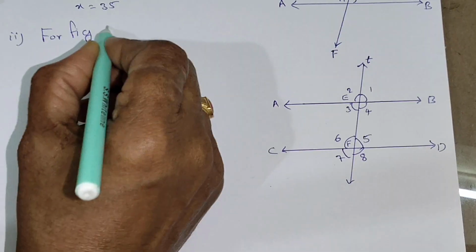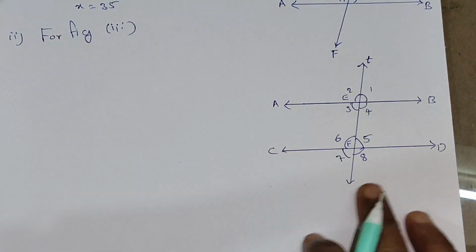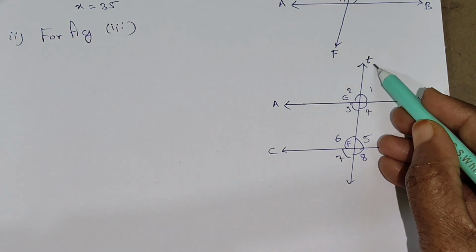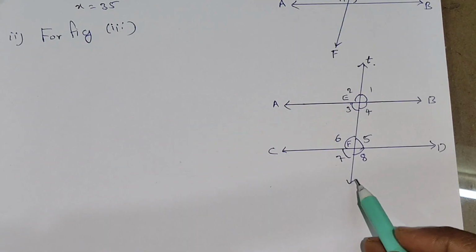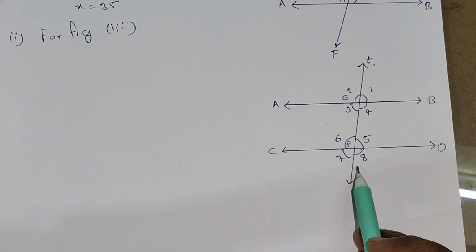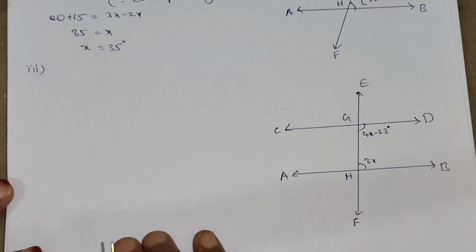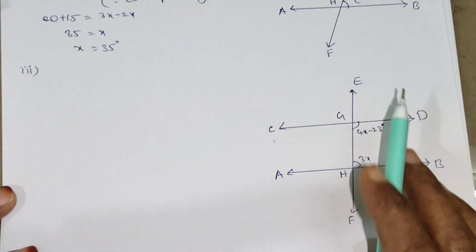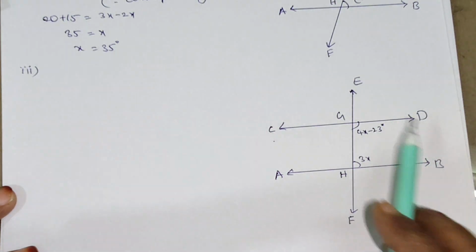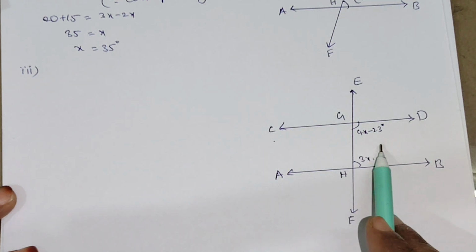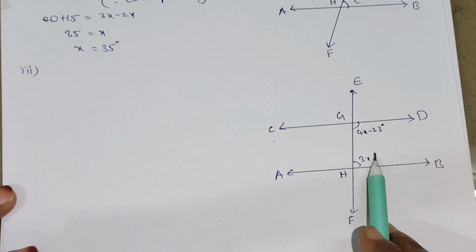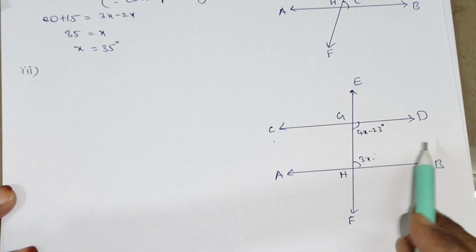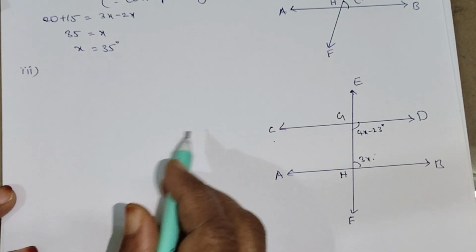For the third figure, AB and CD are the parallel lines and T is the transversal. Here 8 angles are written. Next, the third figure: CD and AB are parallel lines, and two angles are given. GH is a transversal. These two angles are interior angles, meaning their sum is equal to 180, on the same side of the transversal.